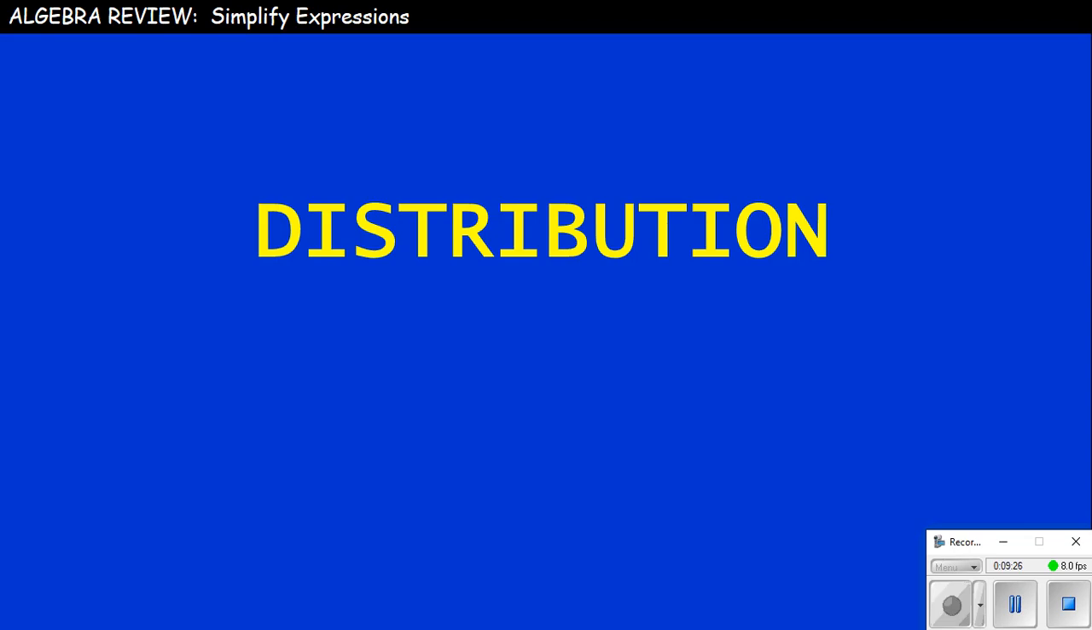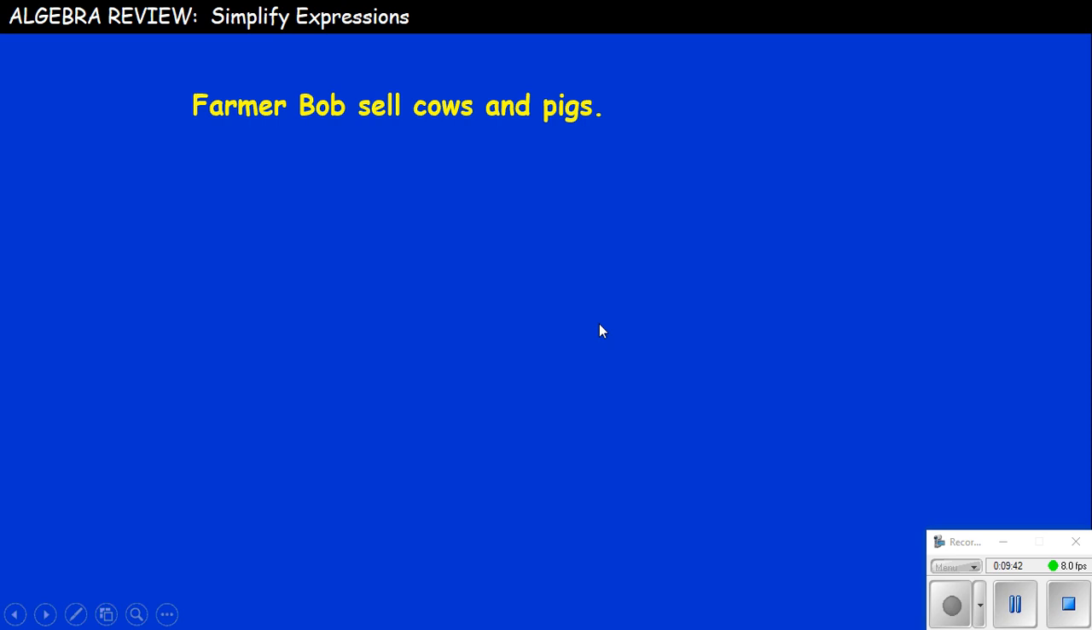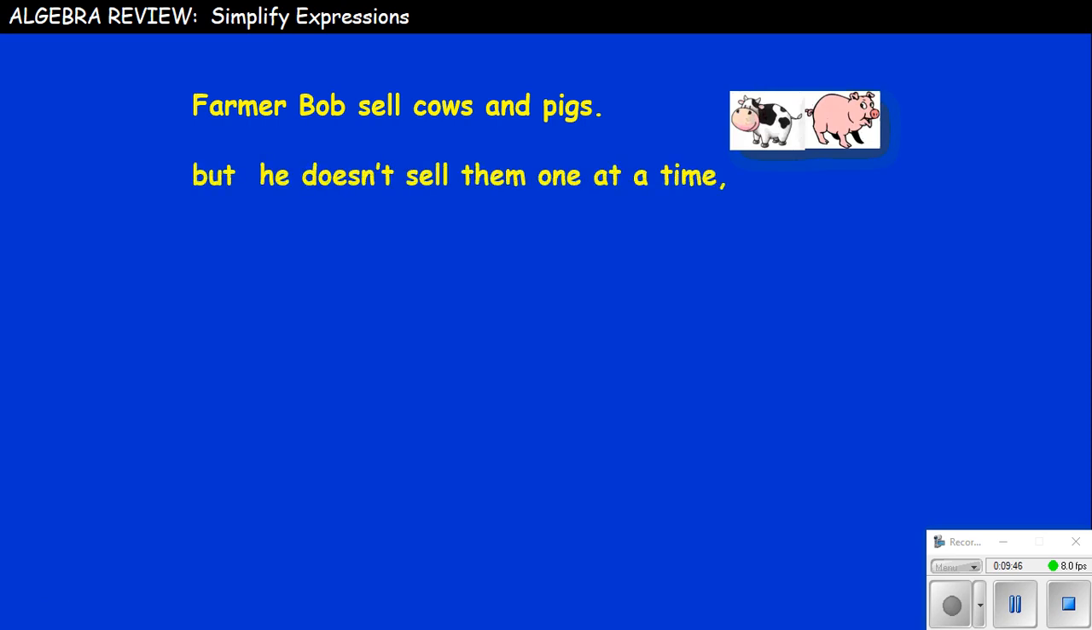The third way we simplify expressions is with distribution. Now, distribution might be one that you also remember really well from Algebra 1. Again, I'm going to use the animal analogy to explain this. I apologize if it feels a little too easy, but we're going to talk about cows and pigs again for a moment. So if a farmer sells cows and pigs, but doesn't sell them one at a time, he sells a box full of cows and pigs.